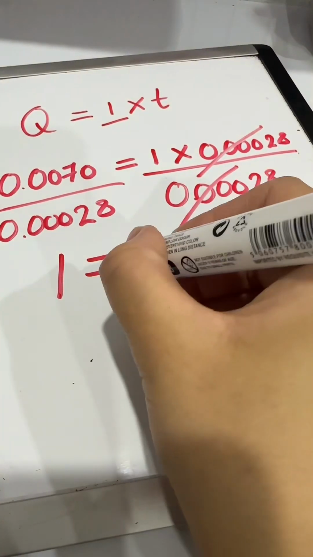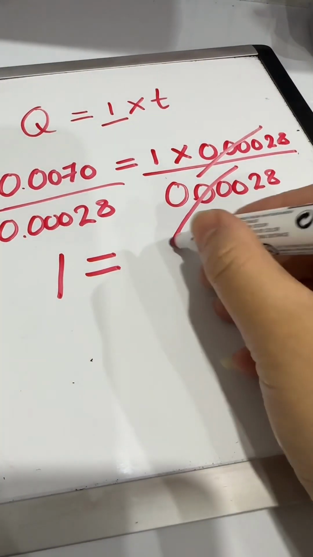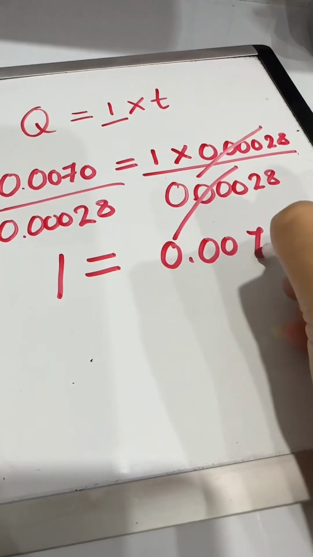Now, there is another equation that you can use, but I'm not going to go through that now. But this is how simple it is to get 6 marks.